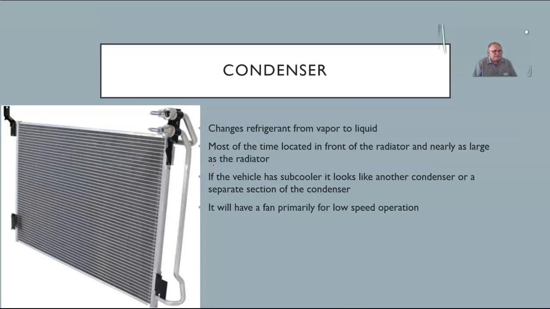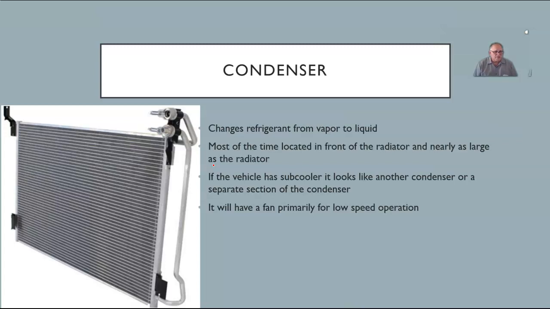Condenser. The condenser is going to sit out in front of the radiator on most vehicles. Some manufacturers will put it next to the radiator, but most of them, this sits out in front of the radiator. Which means when you run the AC system, the heat that you remove from the cabin of the vehicle is going to be deposited in front of the radiator. So it is going to cause the engine to run hotter with the AC on.